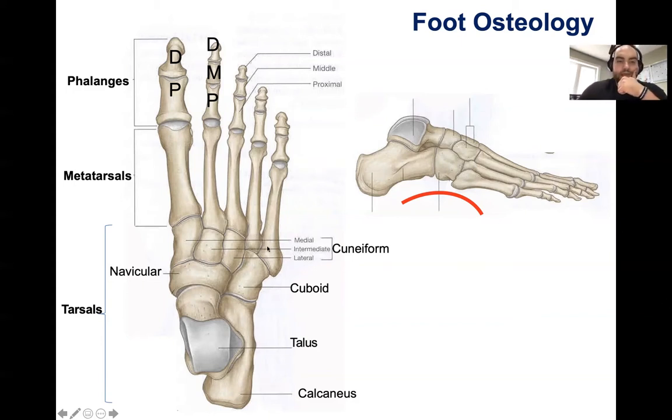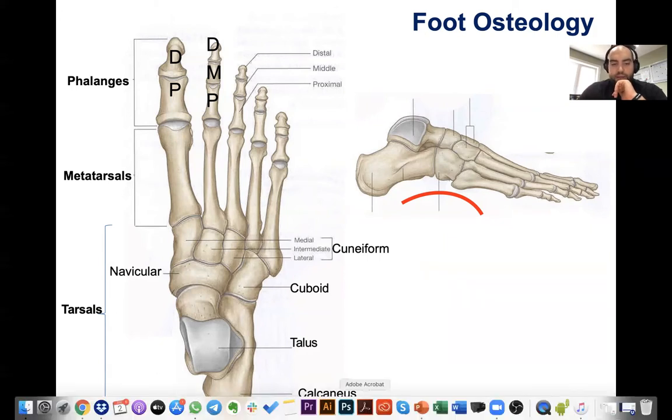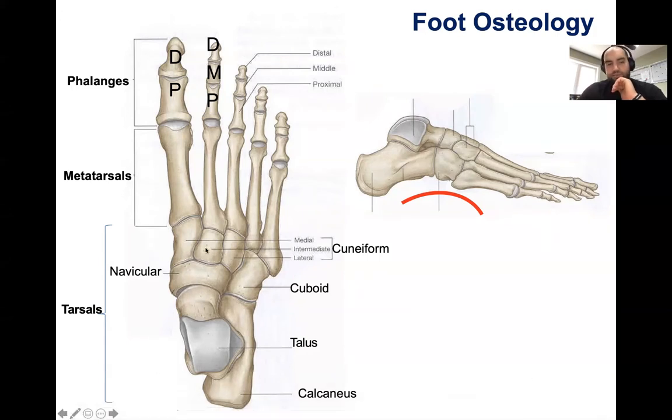Okay. So then if we go a little bit more proximally, we get into the tarsal region. And again, these are analogous to those 8 carpal bones we have in our hands, which is pretty cool. I mean, there's a lot of similarities between the hands and the foot. The biggest difference, of course, is that all the weight of the human body has to go through the foot, but otherwise the two are pretty similar.